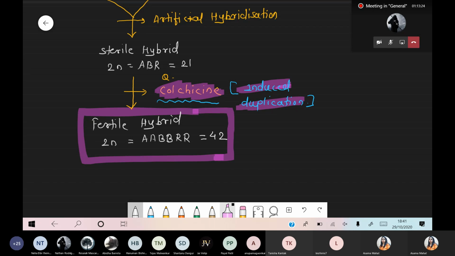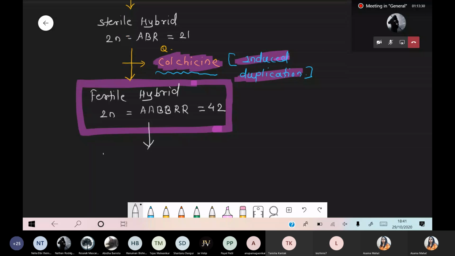So finally what we obtain? We obtain this fertile hybrid variety, and this variety is nothing but the hexaploid triticale variety, which is a combination of wheat and the rye. Okay, that's it. Last point पे question: first step and the last step and colchicine. That's it. बीच वाला सब कुछ भूल जाओ.